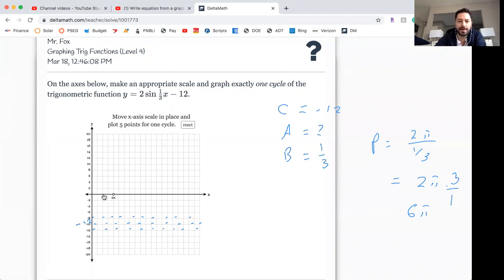Let's say I have to graph how many points? 1, up, down, 4, 5 points. So maybe I can go over by 2, or maybe by 3. Every 3, I'll plot a point. So 1, 2, 3, I'll plot a point. Then 1, 2, 3, 1, 2, 3, 1, 2, 3. So that'll get me out to 12. It is a sine function starting all the way down here at -12.